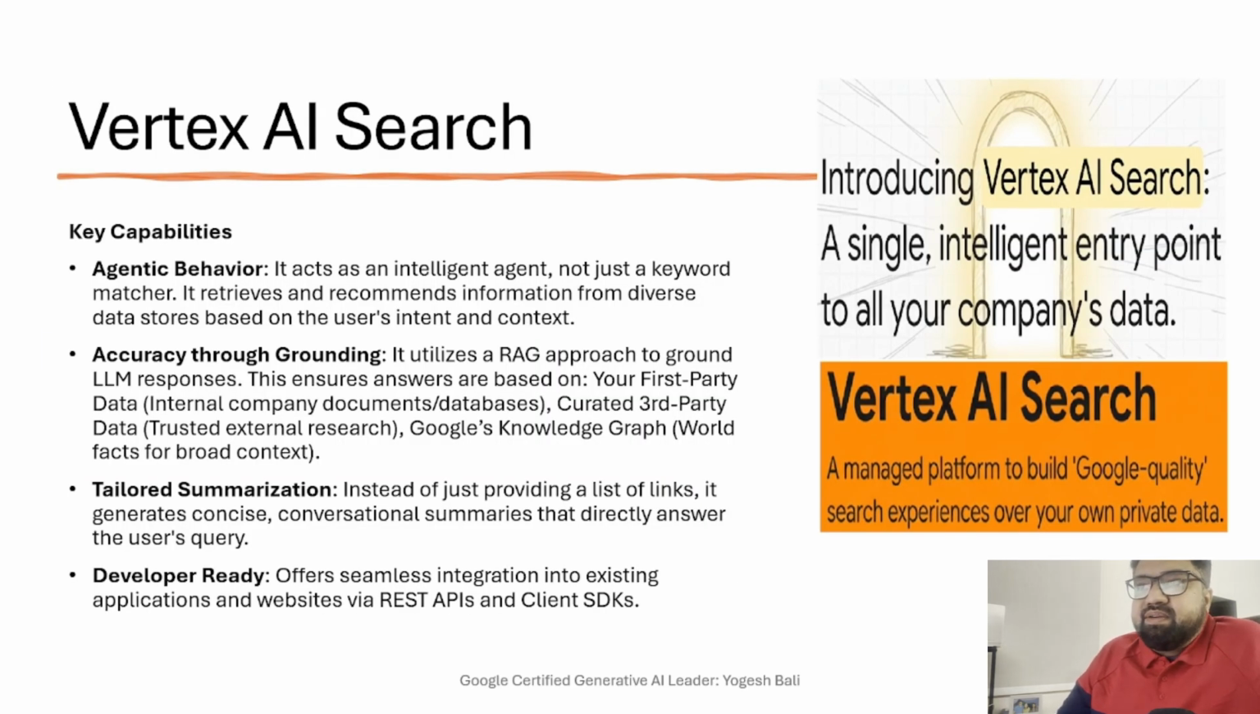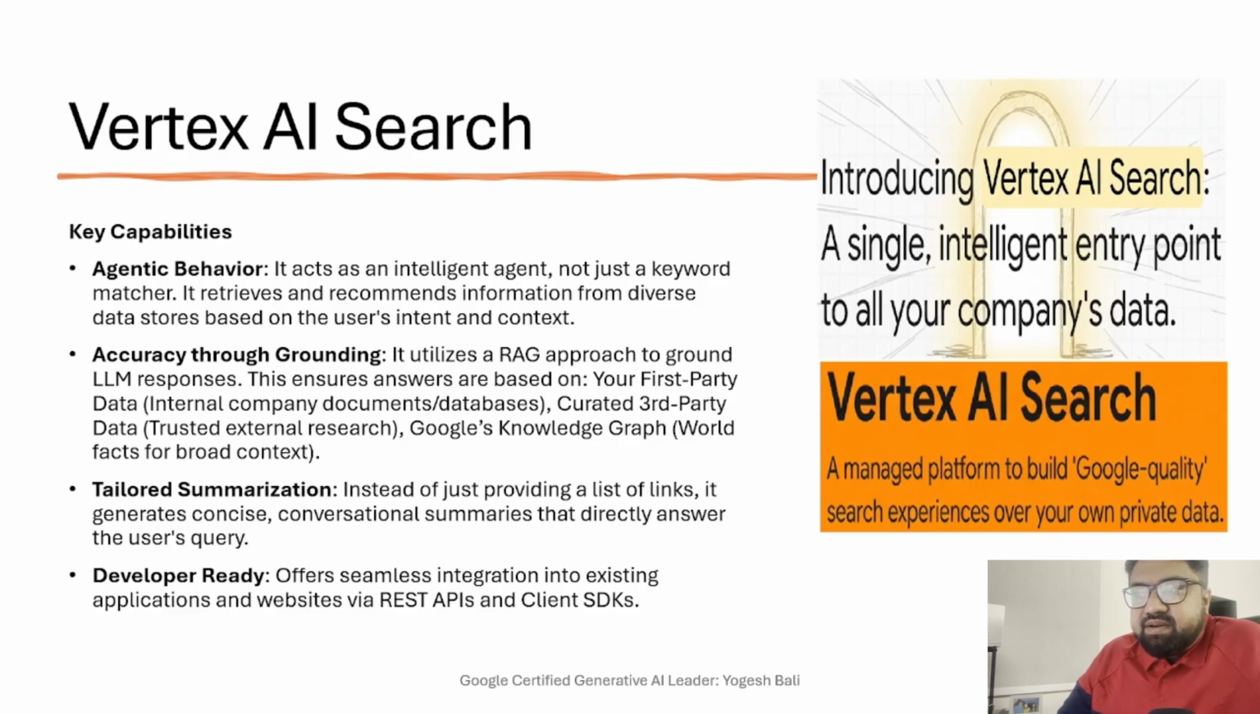Google also gives Vertex AI Search, which is a single intelligent entry point to all your company's data, a managed platform to build Google-quality search experiences over your own private data. It acts as an intelligent agent, not just a keyword matcher. It retrieves and recommends information from diverse data stores based on the user intent and context. It utilizes the RAG approach to ground LLM responses.